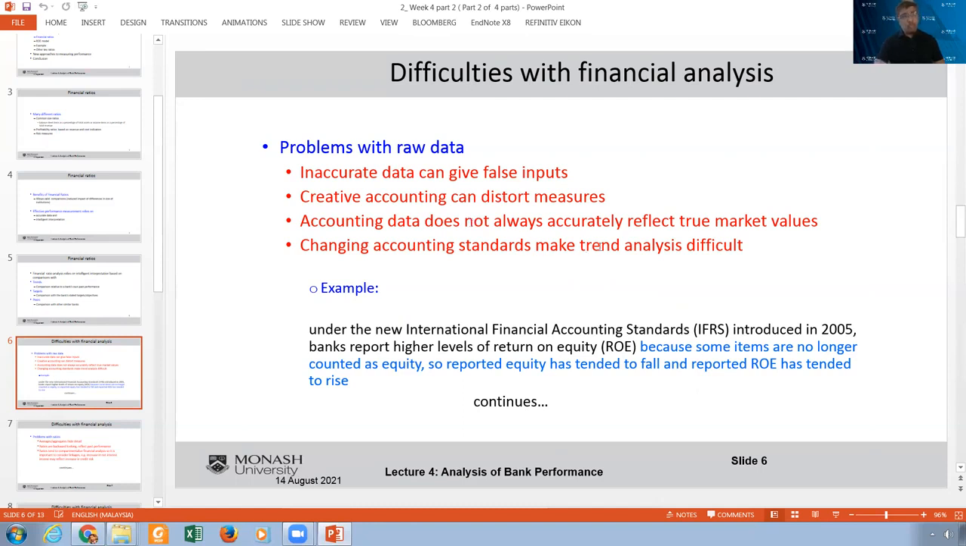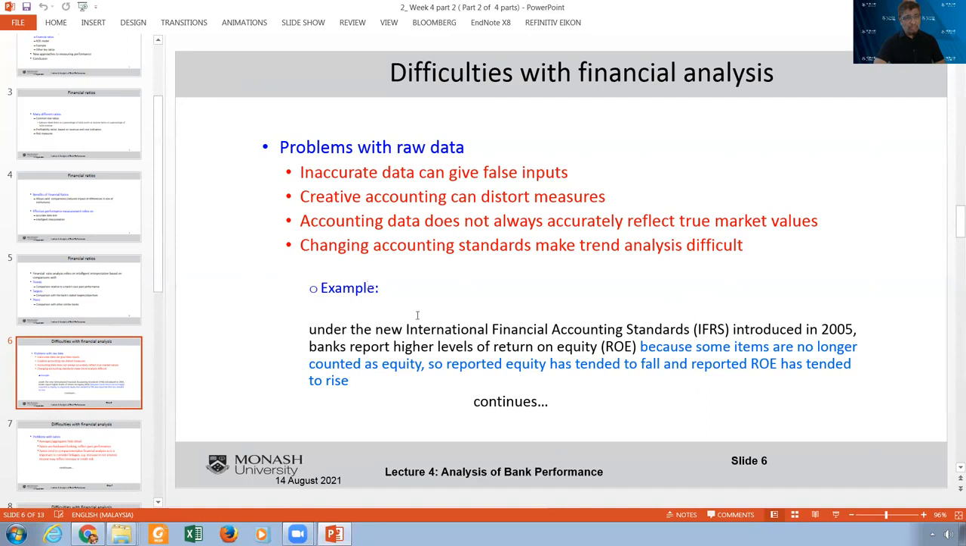Accounting data does not always accurately reflect the true market values, and this is clear because we are only dealing with the historical value. Changing accounting standards, as I mentioned, makes trend analysis difficult. You cannot compare. If you were using LIFO last year, now you are using FIFO, and you keep shifting between those, then there is always a problem. I'm talking about inventory policies, for example, but you can talk about anything else. Accounting people know what I mean by LIFO and FIFO, and I think you have taken it in the accounting unit, which is the core unit.